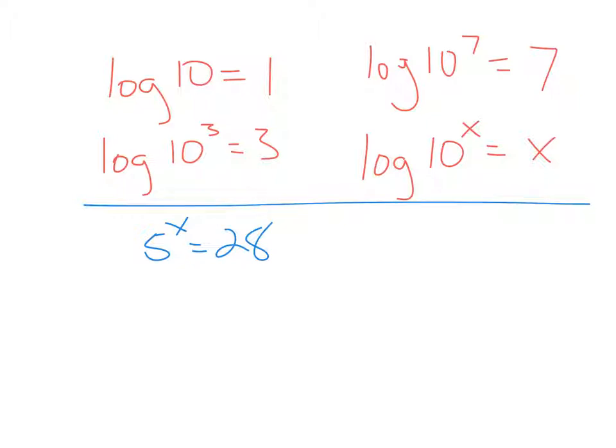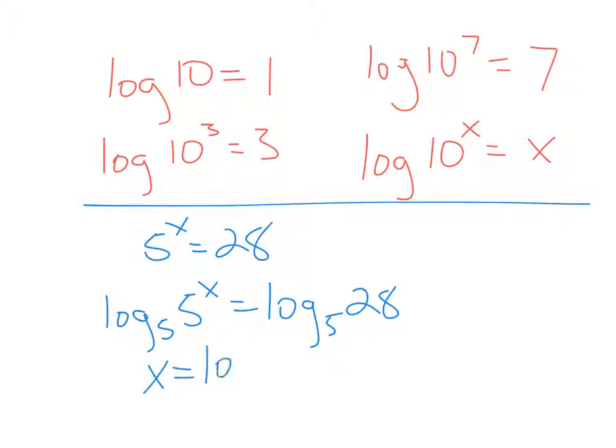But if you understand that log base 10 of 10 to some number is just that number, instead of using log or natural log here, what would be a little bit quicker? It still has to be a log of some form. Base 5. So if we did log base 5 of 5 to the x equals log base 5 of 28, log base 5 of 5 to the x is just x. So the question is just what's log base 5 of 28? And that calculator can do that.